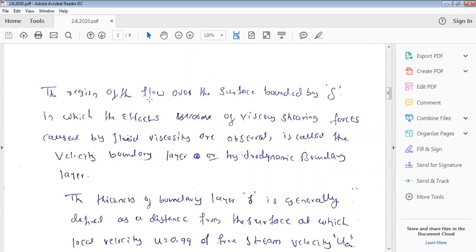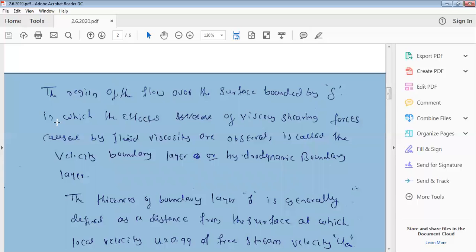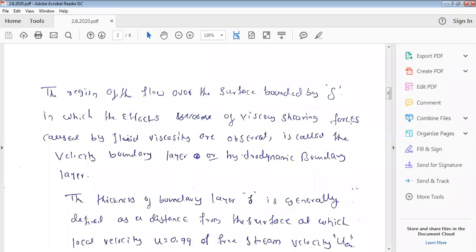A region of the flow over the surface bounded by delta, in the sense that this is nothing but the thickness of the flow, in which effects of viscous shearing forces caused by fluid viscosity are observed, is called a velocity boundary layer or hydrodynamic boundary layer. Both are same. If you see these keywords, on the surface, the effects of viscous shearing forces will come into the picture.